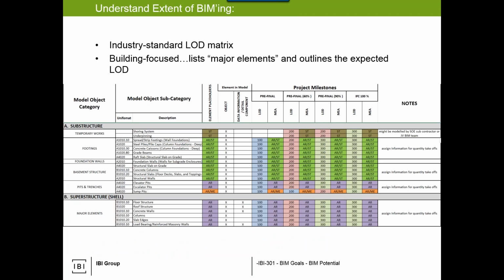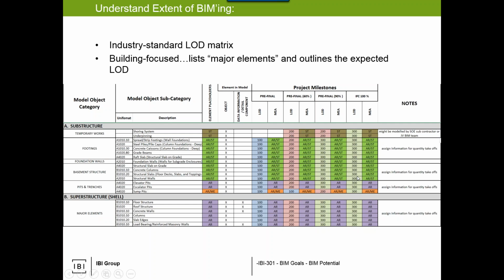An example here is an LOD matrix, and this idea here shows up because it does find its way into our contracts, where they'll say, okay, I want to bind you to say, if you're modeling strip footings, come issued for construction 100%, will be at LOD 300.